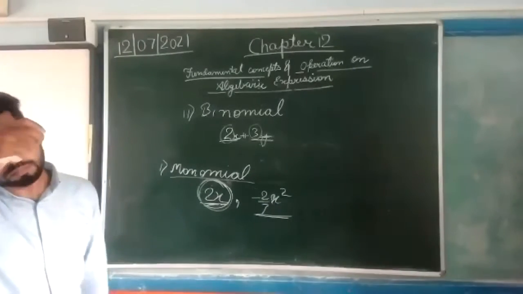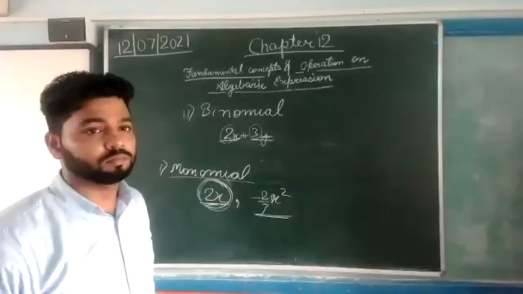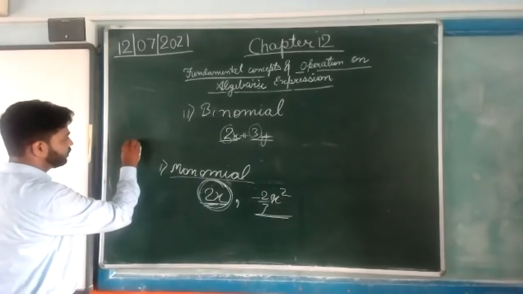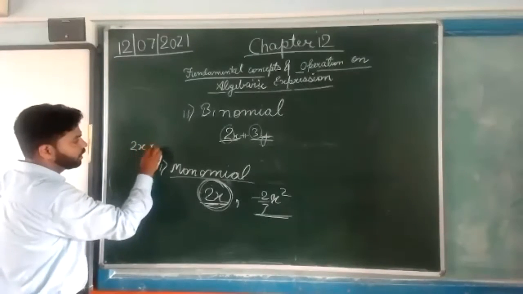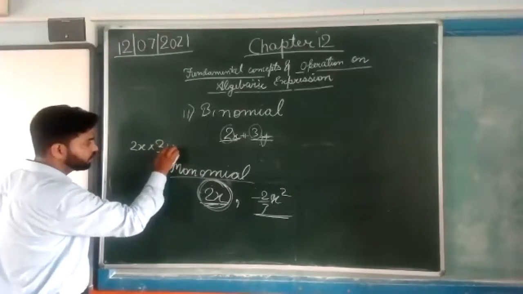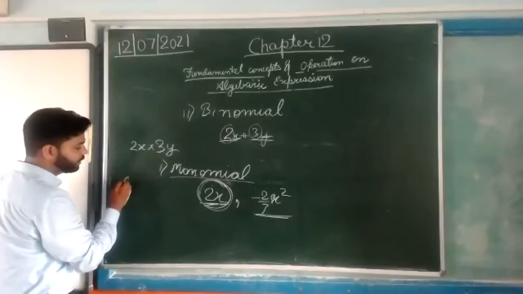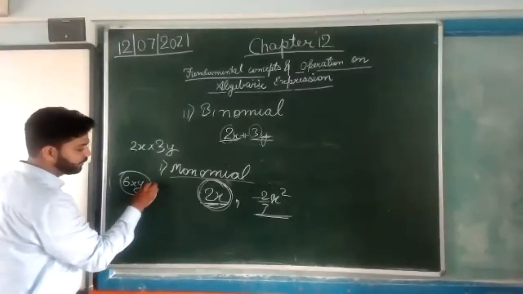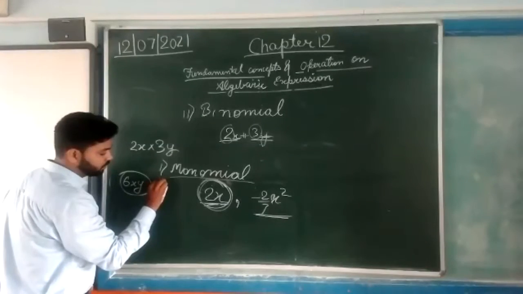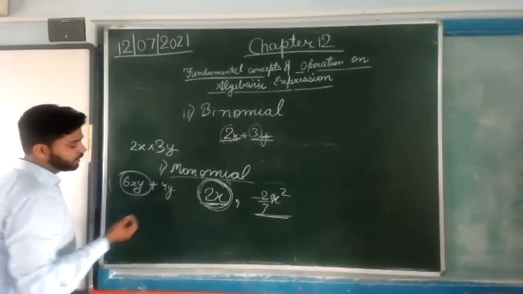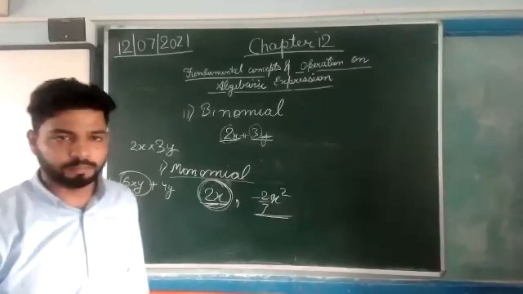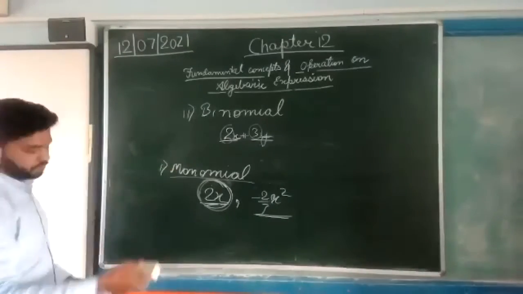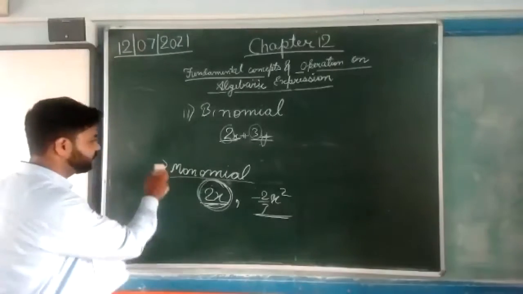Yes, Hariom. Sir, 2x into 3x, it will be a monomial, because when it is multiplied it will become 6x squared. It is a monomial because if we multiply, it consists of only one term. If there will be plus, then it will be a binomial. Okay. Now, trinomial. What is trinomial?